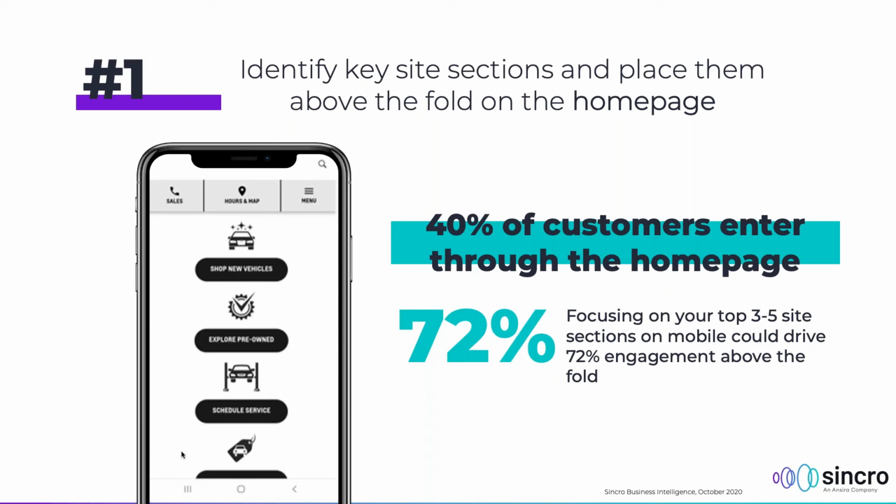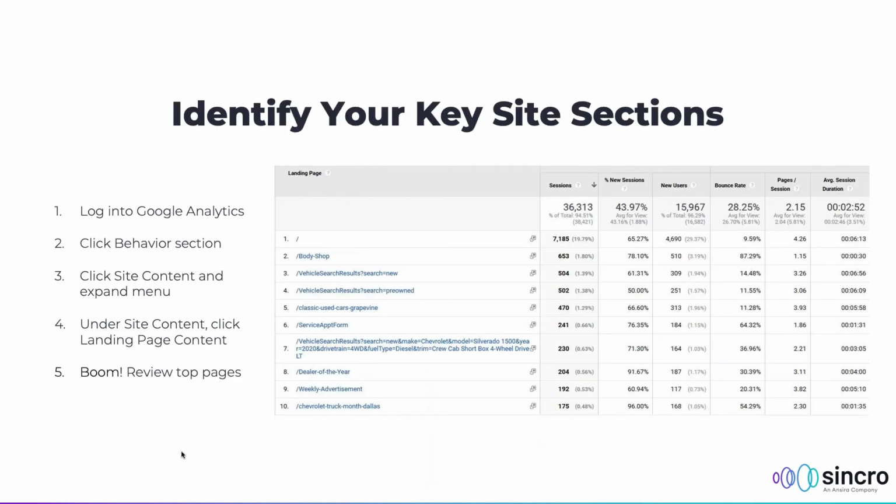That means they're moving through faster. They're not upset about the experience. They don't feel like they had to hunt for anything. So how would you identify those key site sections?